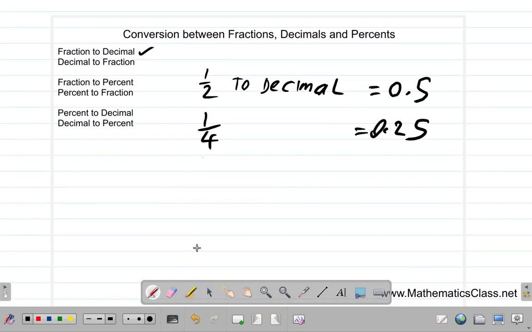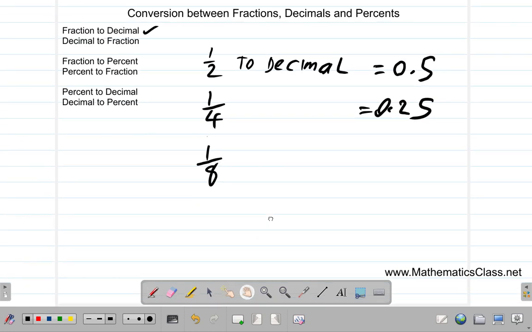Now, let me see. Suppose you say 1/8. Why don't you do that, and tell me what you get. Now, the thing with this is that you do a long division again.